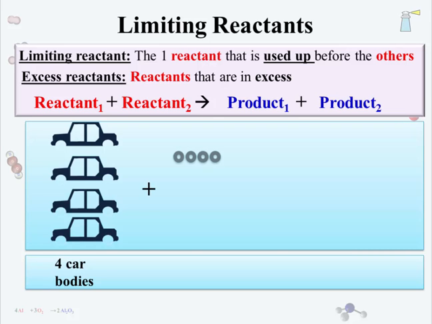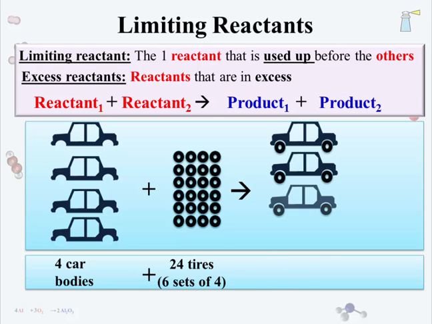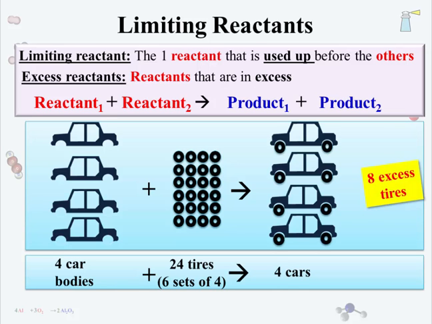Say that the automobile factory has 6 sets of 4 tires. It has 24 tires that it can use with its 4 car bodies. Question: how many complete cars can be made with these components? Can they make 6 cars, as the amount of tires would suggest? Or can they only make 4 cars, as the number of bodies would suggest? Right, it can only make 4 cars. There will be an excess of 8 tires.